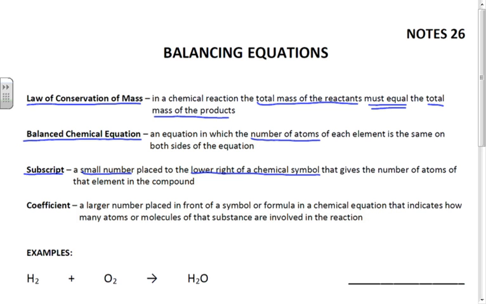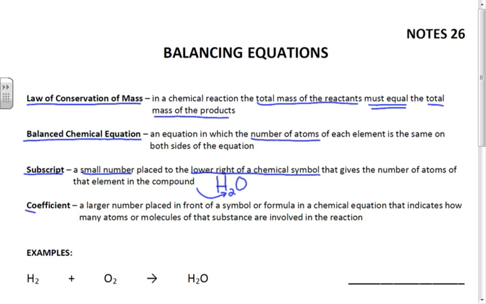So whenever we have water, H2O, that small 2 is our subscript. It is telling us that in a molecule of water, H2O, we're going to have 2 hydrogens paired up with 1 oxygen. That's within the compound.